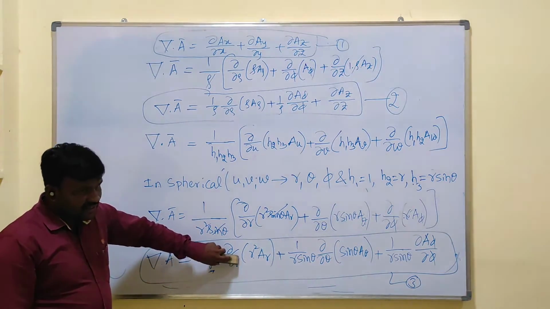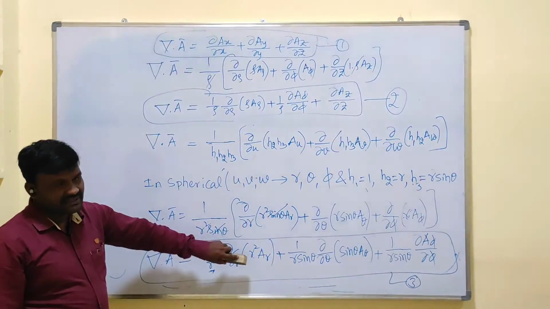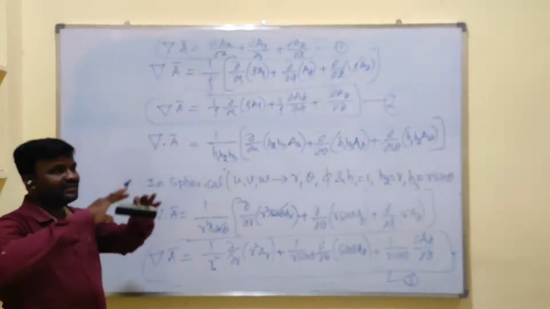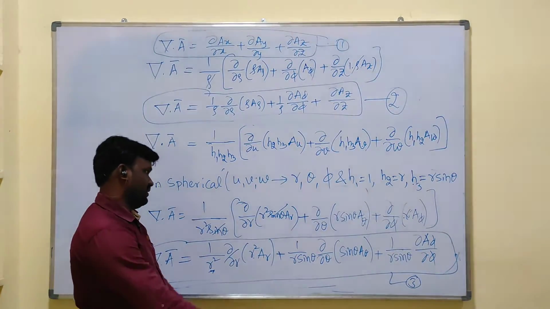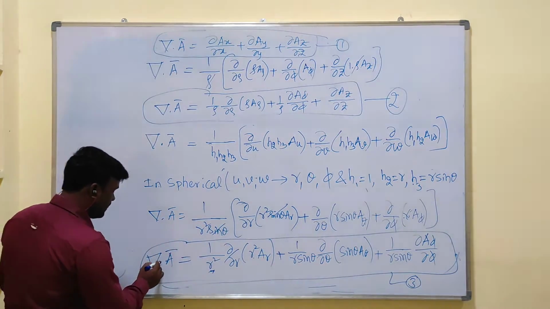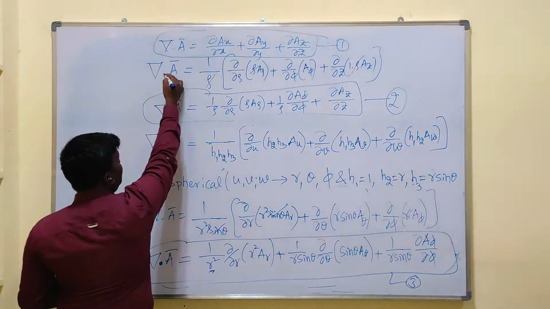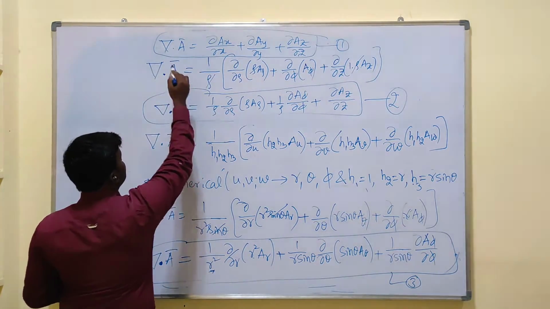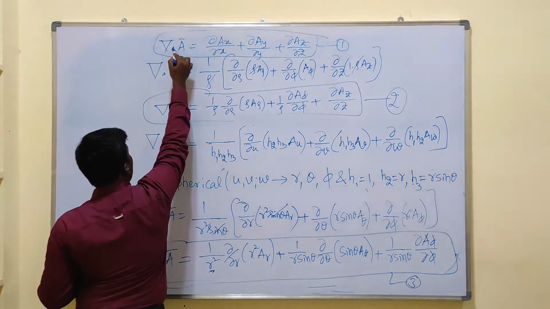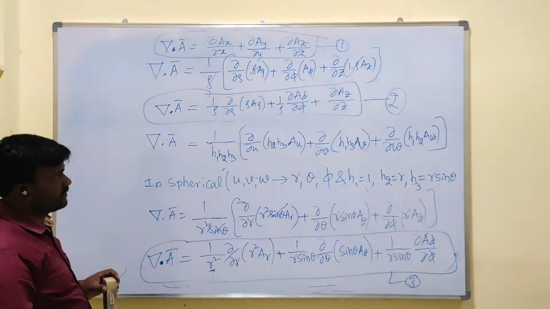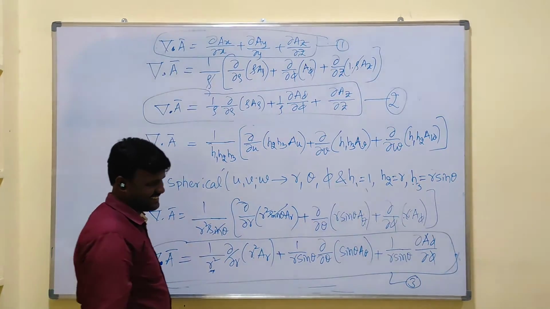If it is given in terms of R, theta, phi, meaning it is represented in spherical coordinates, by using this we can find the divergence of a vector at a particular point. This is del dot A in cylindrical, del dot A in this one, and the last one, this upper one, del dot A. Okay, this is all about the divergence.